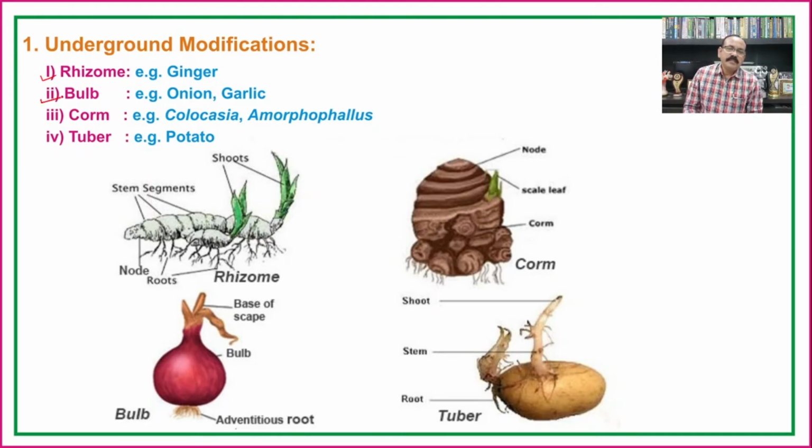If we see the bulb, the best example of the bulb is onion and the garlic. It is a highly condensed, discoid stem, and its upper surface bears the terminal bud and many of the bulb. Many fleshy scale leaves are present around it. If you see this bulb, you will find that here there is the presence of scaly leaves around it. The bulbs may be tunicated or the scaly.